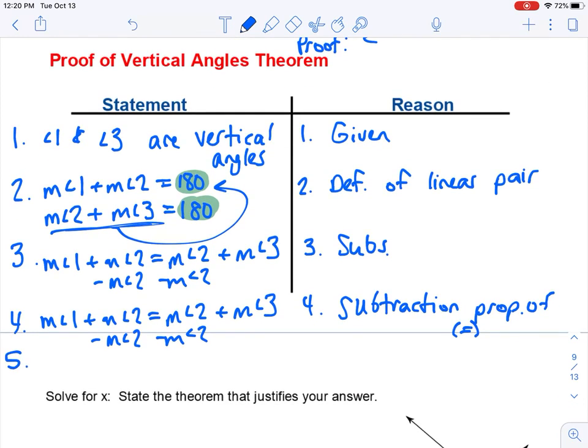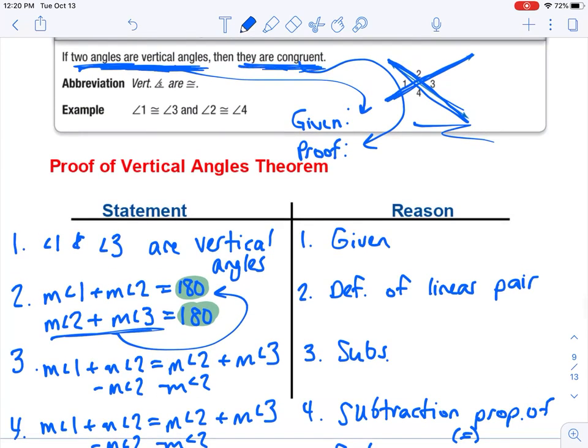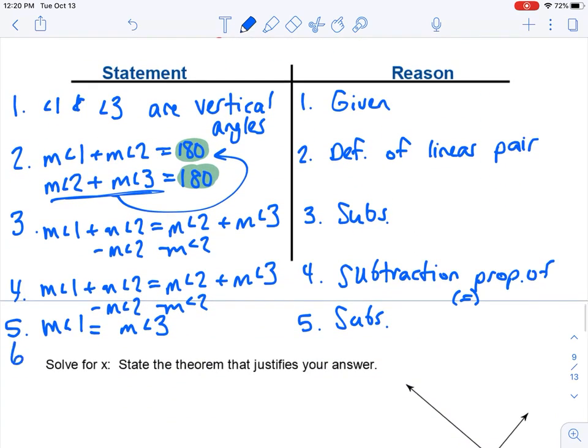Step 5 then, we always have our solving step, so it's substitution. And then we finish it out by stating that these are congruent because that's what we are trying to get to, that those two angles are congruent. So we have angle 1 is congruent to angle 3. That's the definition of congruent angles.